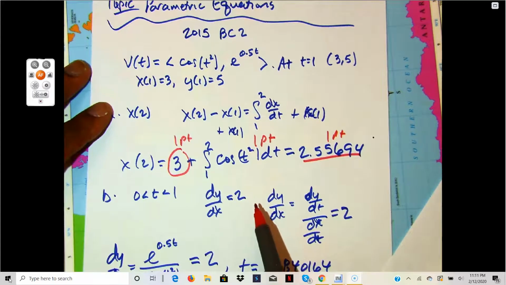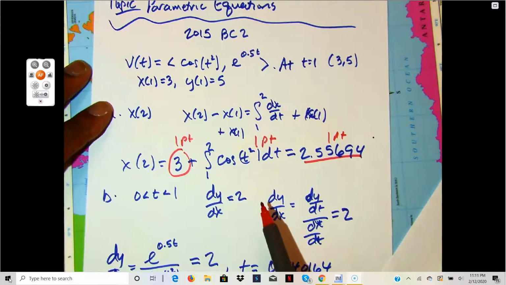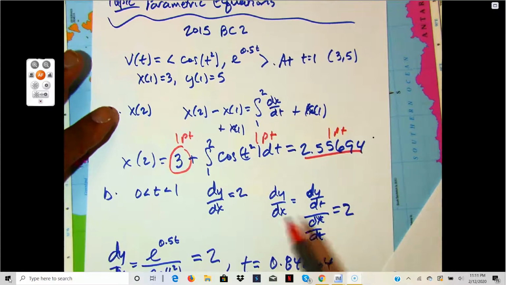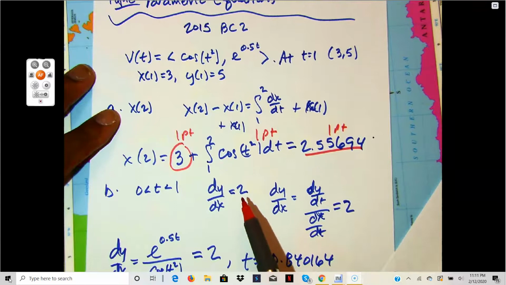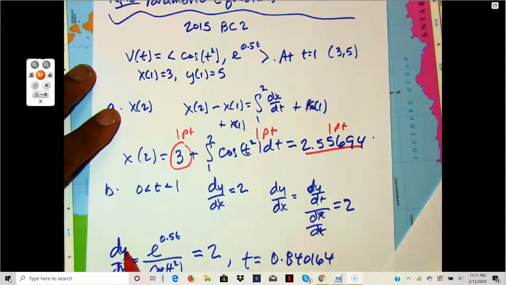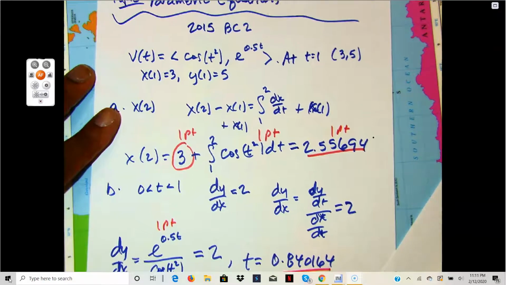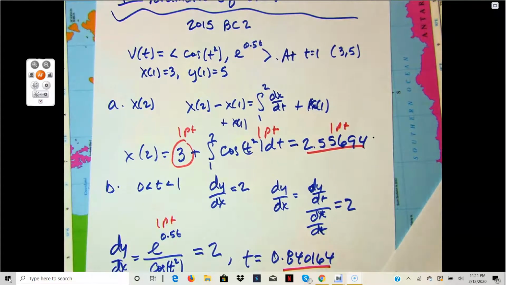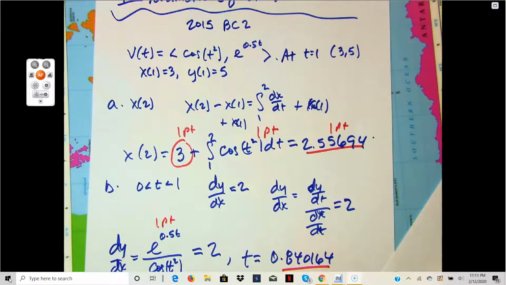Part B is worth 2 points. So you're going to get 1 point for writing the slope dy/dx in terms of t. So dy/dx is dy/dt over dx/dt. So you get 1 point here, and then you're going to get 1 point for the answer. Okay, so that's 5 points total. We have 4 more to go.